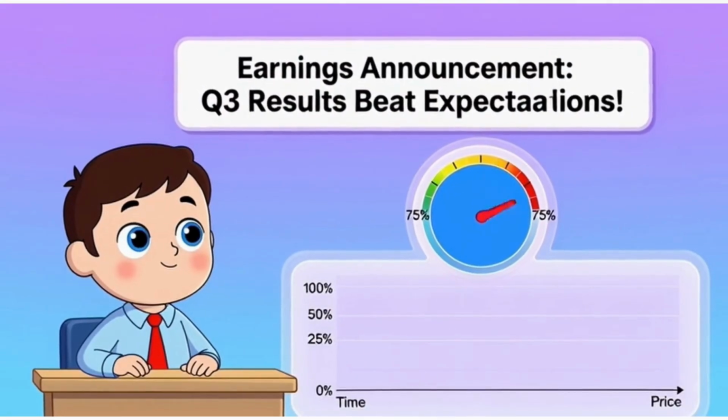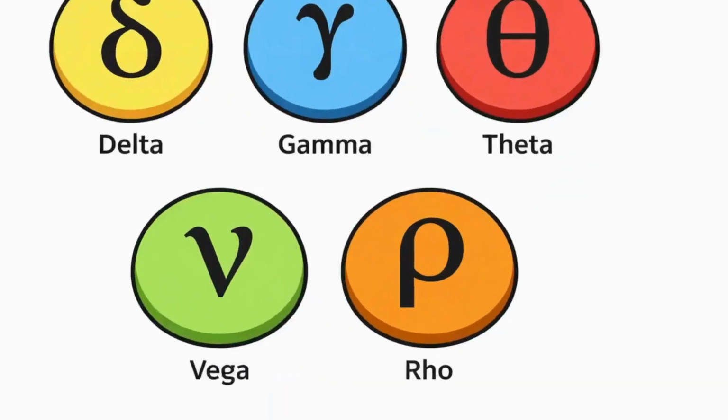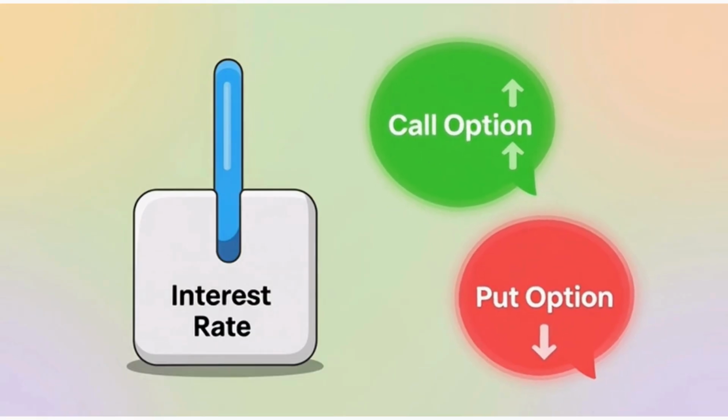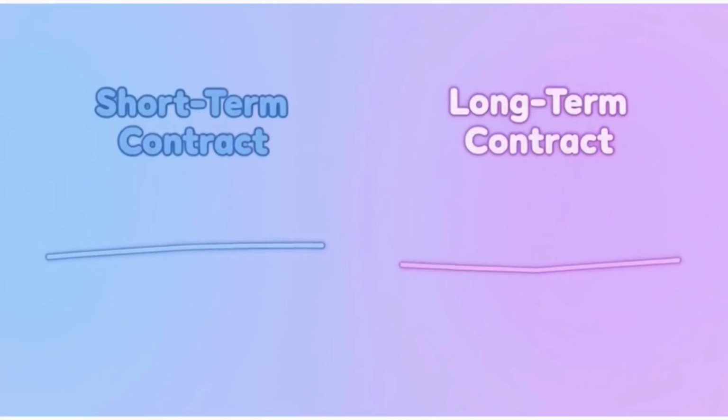Traders pay close attention to Vega around major events like earnings announcements, where volatility can shift quickly. Rho. Rho measures how much an option's price changes when interest rates change. While it is often smaller compared to delta or theta, it still matters, especially for longer-term options.